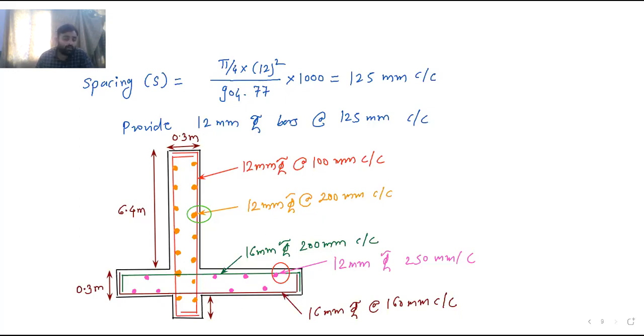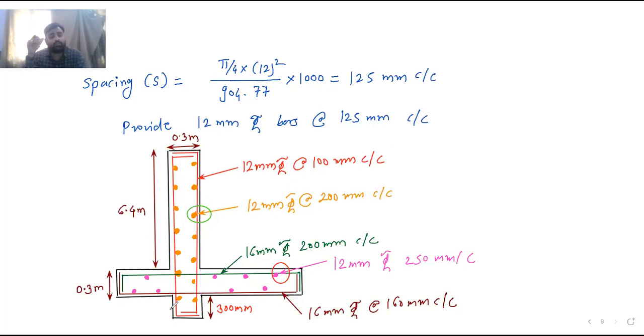This is 300 mm. This is the shear key. Okay. So we have designed it for 300 mm. We have provided the depth as 300 mm. This is 300 mm, that is 0.3 meters again. Okay. So we have provided that much depth. So this is the reinforcing details in the counterfort retaining wall.